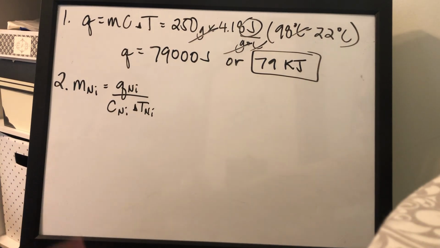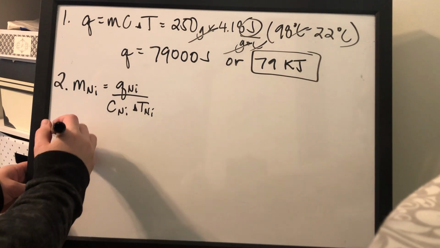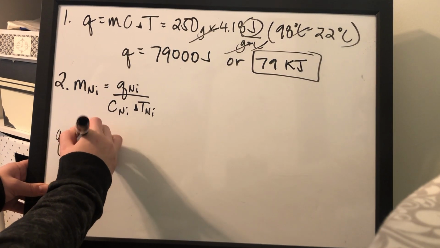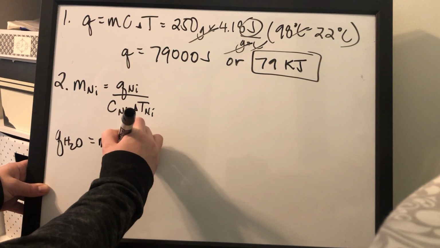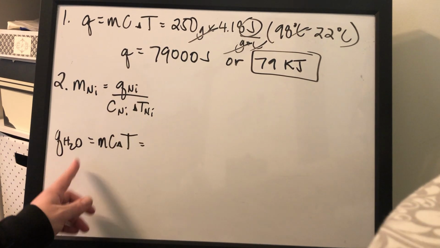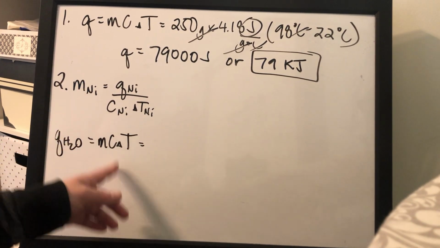And initially, it seems like you have these pieces until you figure out very quickly that we do not have Q of the nickel. And so this is one of those calorimetry problems where we first must find Q of the water and then switch its sign. So if I'm going to find Q of the water, I need M of the water, C of the water, and delta T of the water.